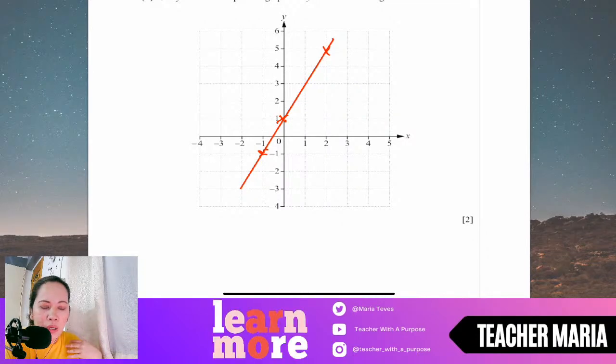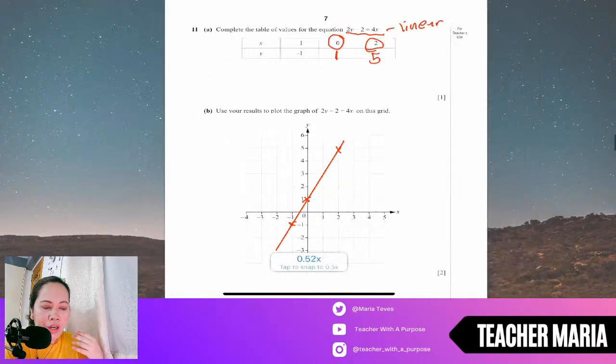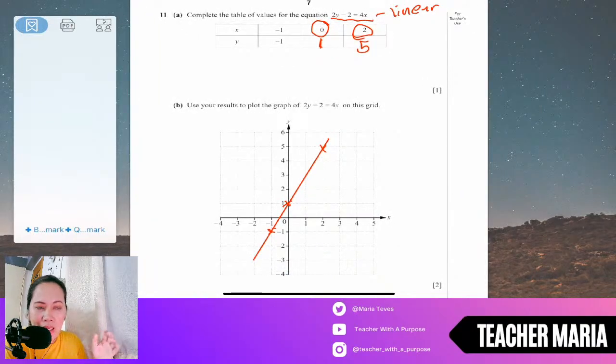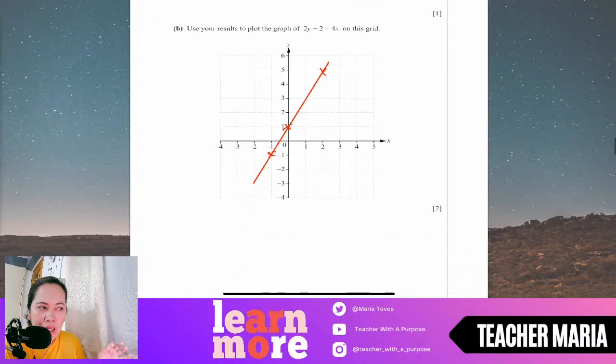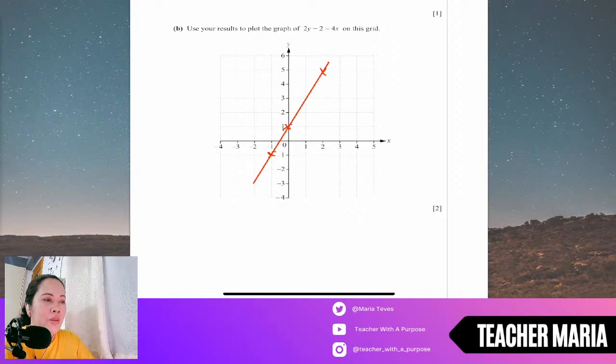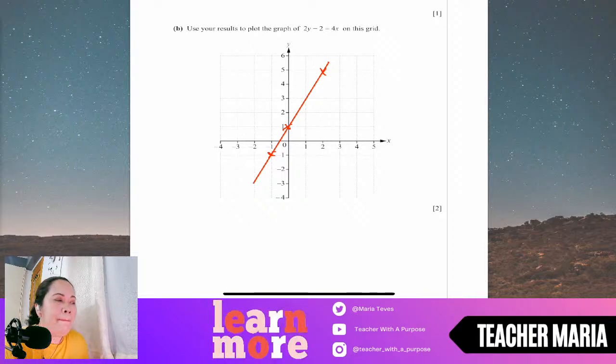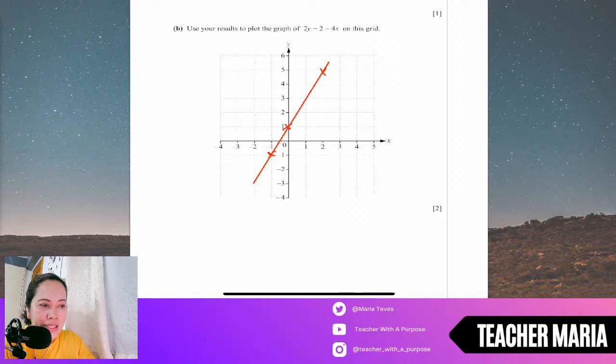You would know if you are correct if you have identified that the equation given is a linear equation. Hence, therefore, your line should be a straight line. Okay, any question with linear equations and graphing? Do I still have a voice? Let me check. Okay, I still have a voice.